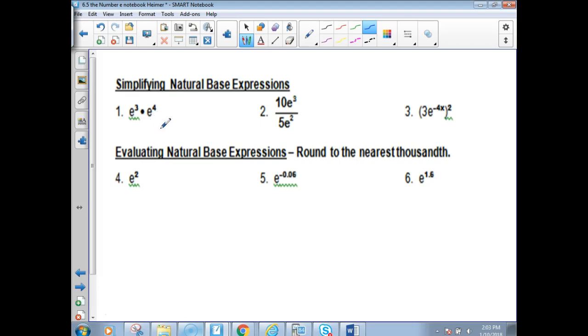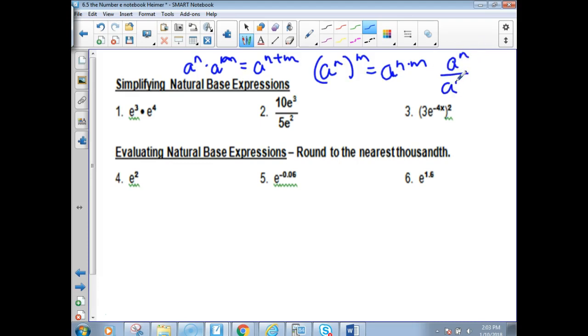Simplifying the natural base expressions, e is simply a number, or y, or a variable. You follow the same rules, so we should be familiar with the exponent rules. You take a to the n times a to the m. What do you do with the exponents when you multiply? You add. You want to know these rules backwards and forwards. If you have a to the n raised to the m power, you multiply the exponent. And if you divide a to the n divided by a to the m, I know I'm just making up letters, it's a to the n minus m, you subtract the exponent.